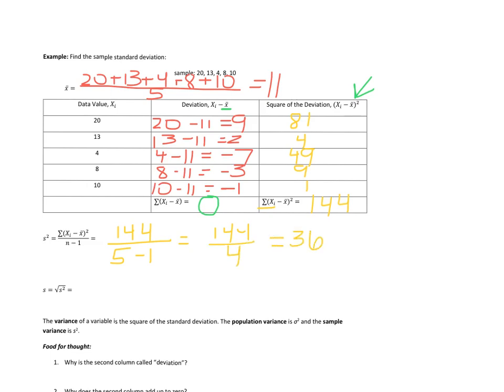Okay. And then finally, remember to counteract squaring the deviations, we take the square root. And that's the last step we need to find the standard deviation by hand. Okay, and so the standard deviation is 6.